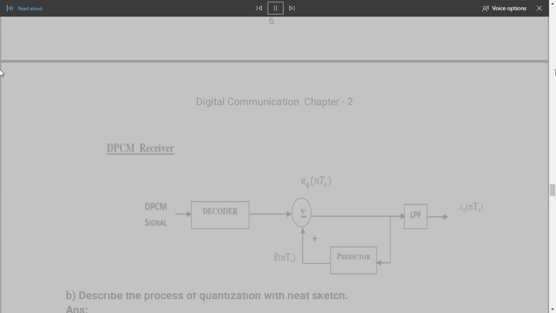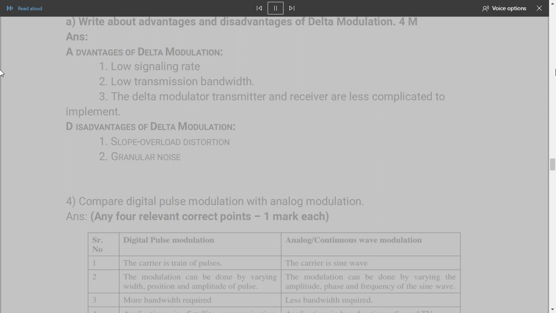A. Write about advantages and disadvantages of delta modulation. Answer: advantages of delta modulation: 1. Low signaling rate. 2. Low transmission bandwidth. 3. The delta modulator transmitter and receiver are less complicated to implement. Disadvantages of delta modulation: 1. Slope overload distortion. 2. Granular noise.